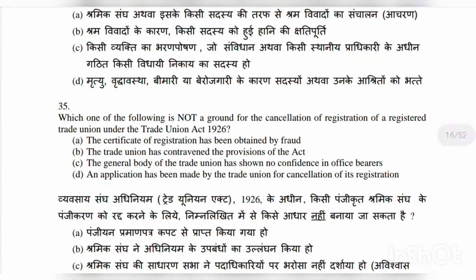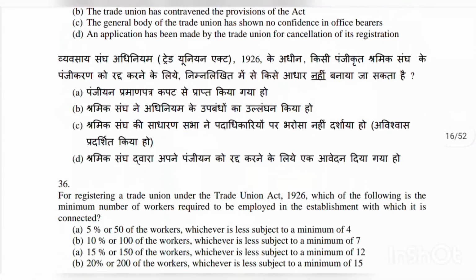35. Which one of the following is not a ground for cancellation of registration of a registered trade union under the Trade Union Act 1926? The answer is C. The general body of a trade union has shown no confidence in office bearers. This cannot be a ground for cancellation of registration of a registered trade union.